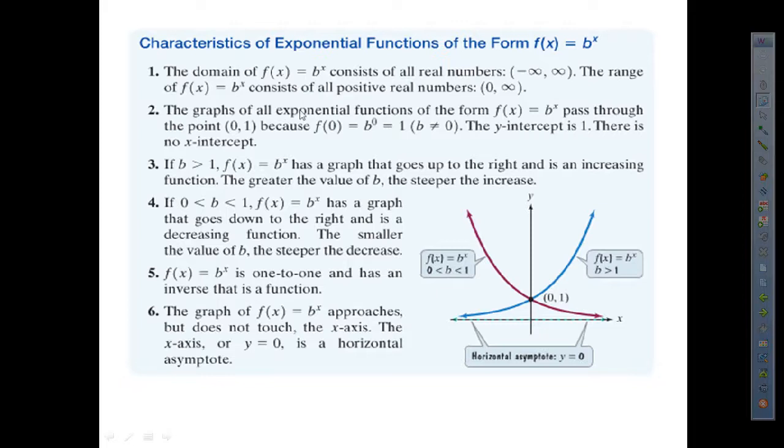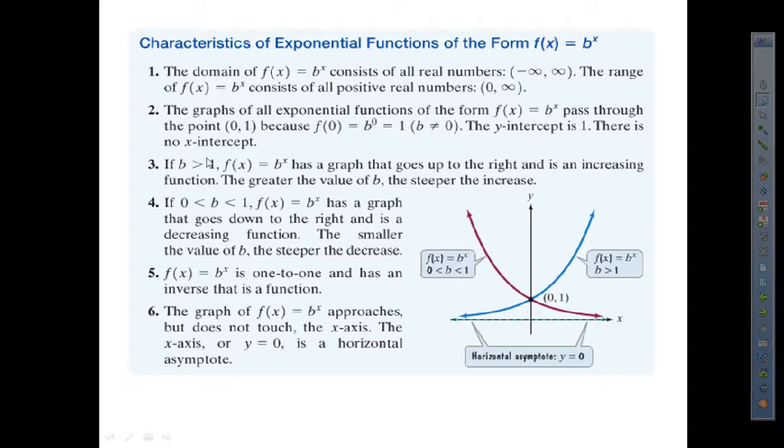All right, the graphs of all exponential functions of the form f of x equals b to the x pass through the point (0, 1), because f of 0 equals b to the 0, and anything to the 0 power equals 1, as long as, of course, b doesn't equal 0. The y-intercept is 1. There is no x-intercept because, once again, b to the x is going to approach 0 but never actually equal it.